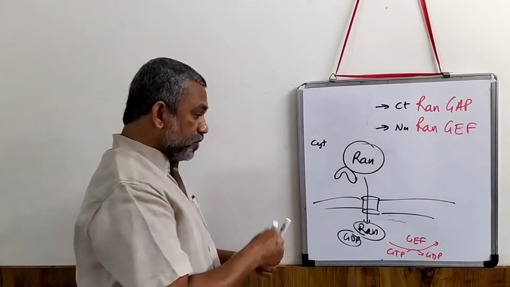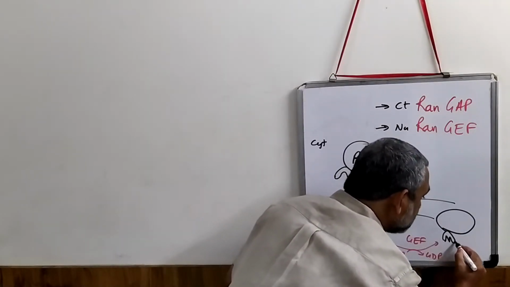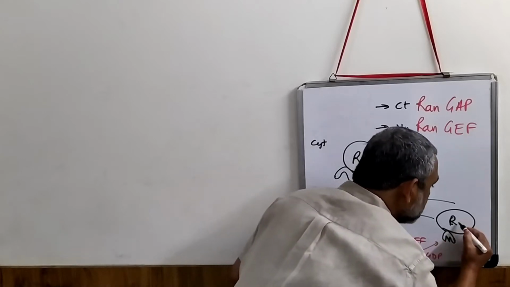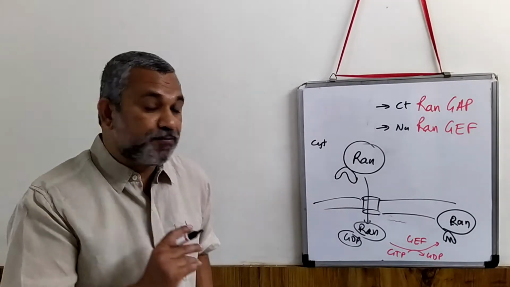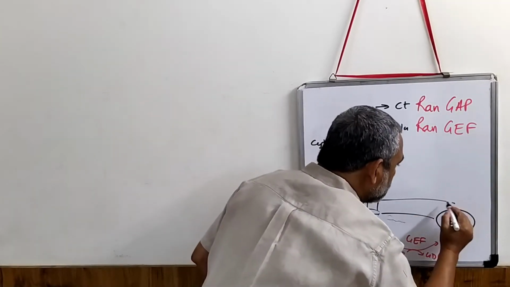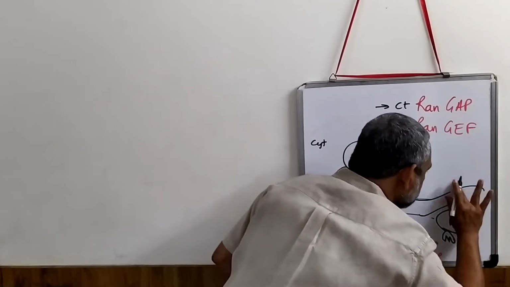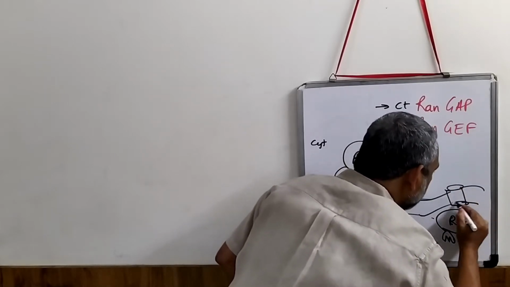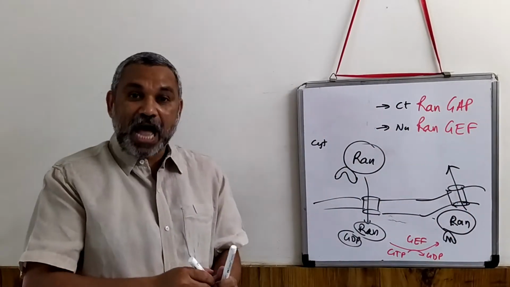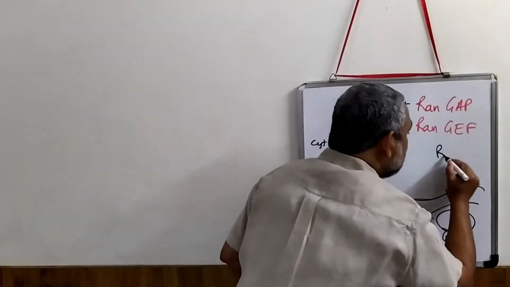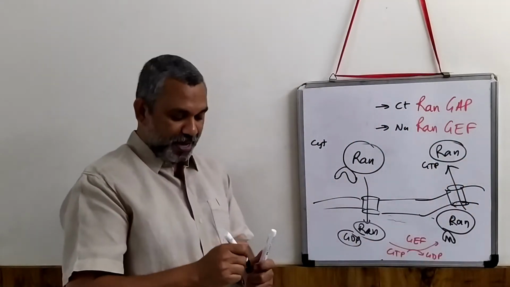So what effectively happened to Ran? Now it is a Ran that has got a triphosphate attached. Now Ran with a triphosphate attached will come out. Okay, a little correction here. This is our nucleus. This is a nucleopore, and this will come out. Once this is out, this is now the Ran with the GTP attached.